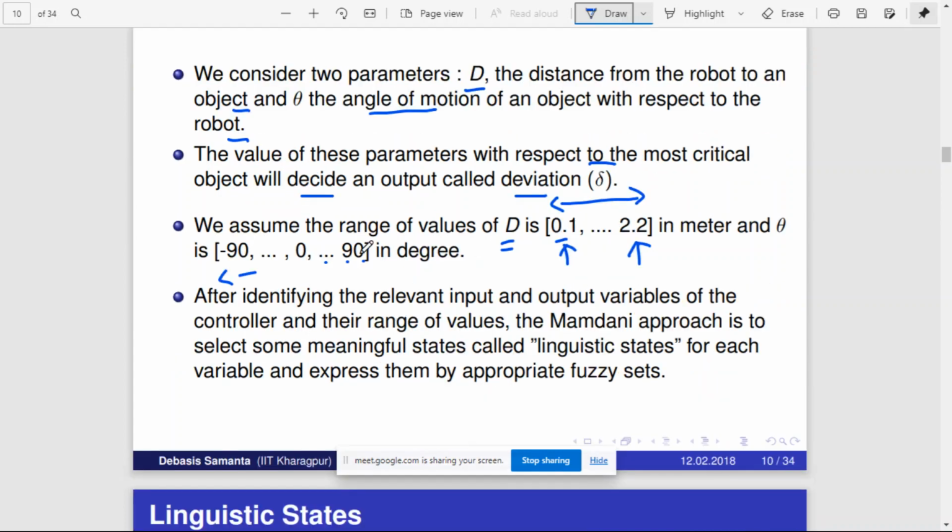So the Mamdani approach basically uses linguistic states. What are linguistic states? For example, distance. Here we are representing it numerically, 0.1 to 2.2. For example, 2.2 we can say is very far. This is called linguistic, because linguistic means it is like English or some human language approach. So instead of saying 2.2, we will say very far. If it is 0.1, we will say very near.